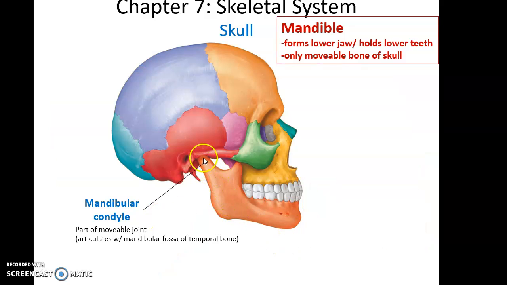So the mandible has this portion of bone sticking up called the mandibular condyle. Mandibular condyle forms a joint with the mandibular fossa of the temporal bone, and this is the movable joint on the right and left sides that allow the mandible to move, to let us chew and stuff. And that is it for the bones of the skull.